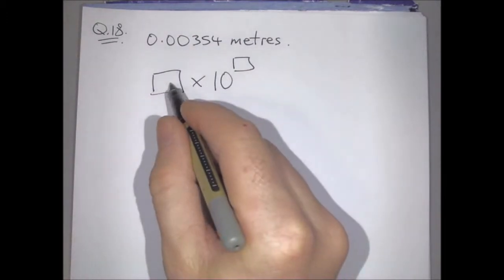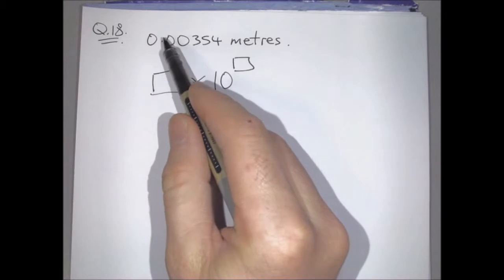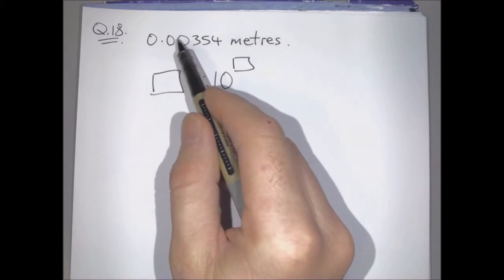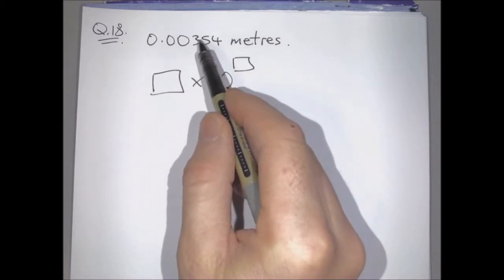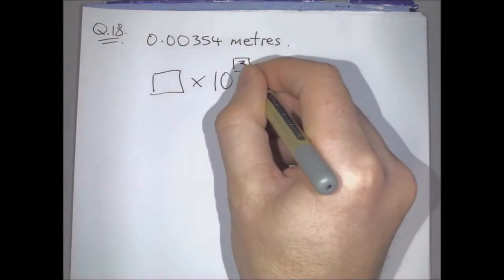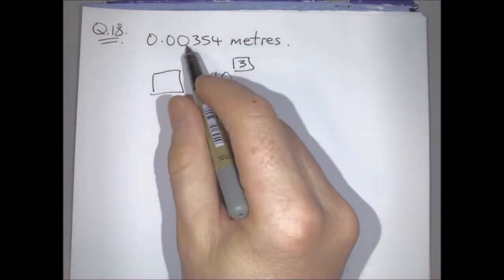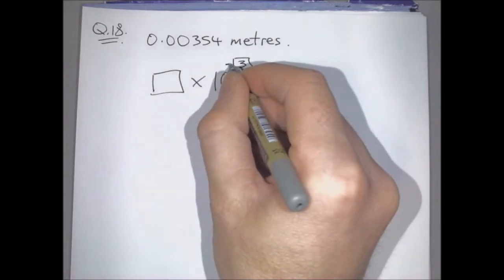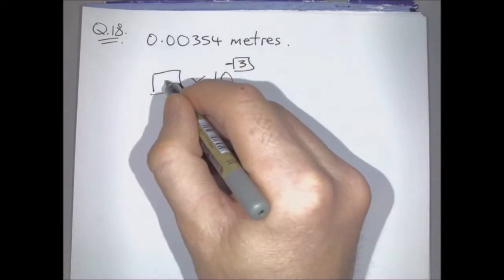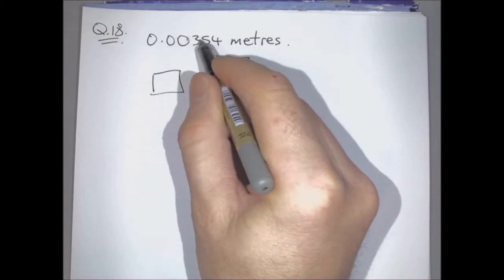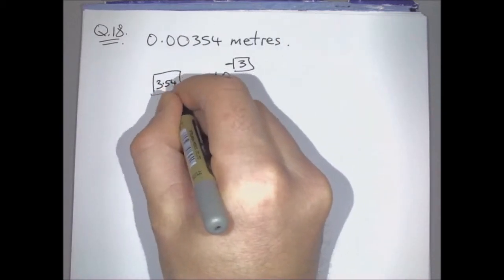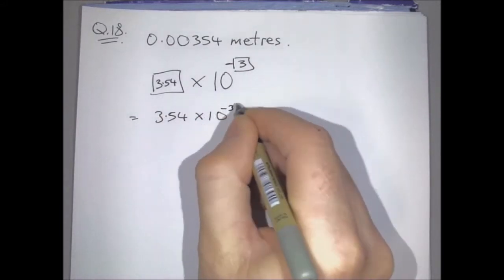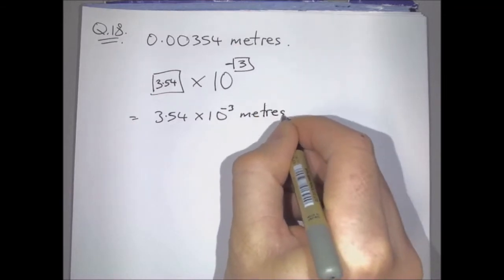To determine this piece, this has to be a number between 1 and 10. We move the decimal point. In this case we have to move it to the right. So we're moving it 1, 2, 3 hops. We're going to end up with a 3 up here, and because this is a small number, we move to the right with the decimal point, and this number up here will be negative, -3. The number that goes in here will be 3.54. So tidying that up gives us 3.54 times 10 to the power of -3, and our units there are meters.